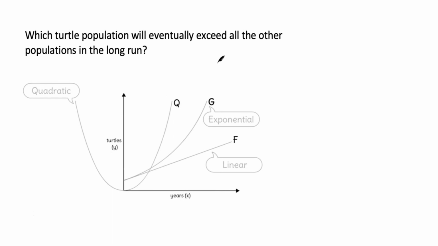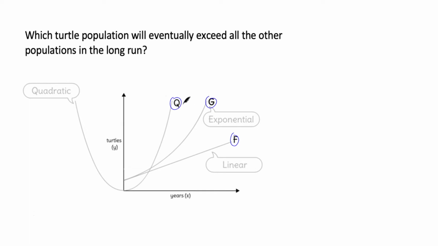This is how the graphs of all these islands compare with each other. This is the Fun Island, which is a straight line. Then we have the Great Island, which is exponential. Then we have the Quizzical Island, which is a quadratic equation. So which turtle population will eventually exceed all the other populations in the long run?